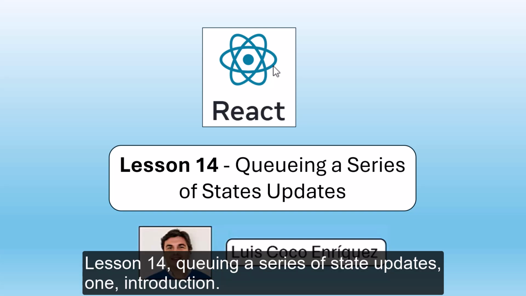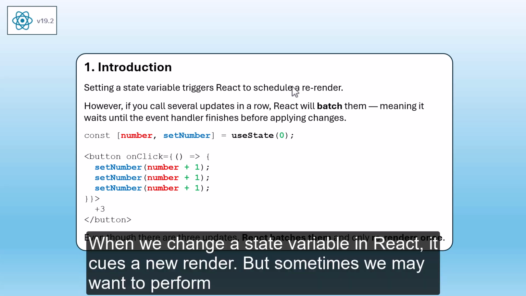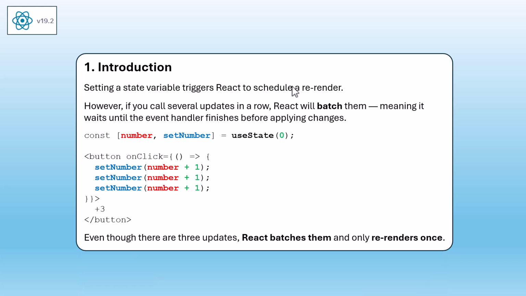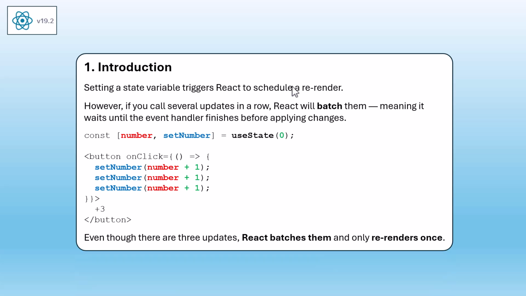Lesson 14, Queuing a series of state updates. 1. Introduction. When we change a state variable in React, it queues a new render. But sometimes we may want to perform several operations on that value before React goes ahead and re-renders the component. To understand how this works, we need to know what batching means in React.